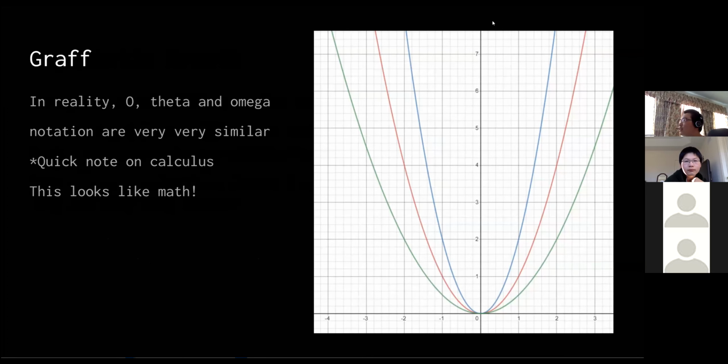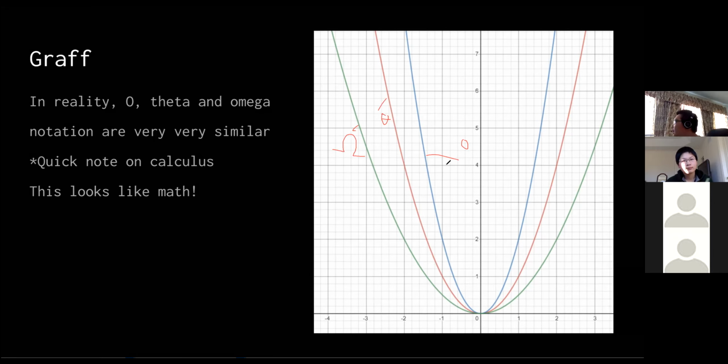First of all, another preface. The comment here is that it looks like math. Yes, it does. And we can actually use Desmos to graph out some of these functions. For example, if we have O here and theta here and omega here, this is actually a valid theorem. We see that these are really, really close together.